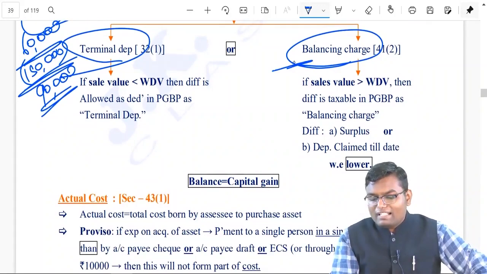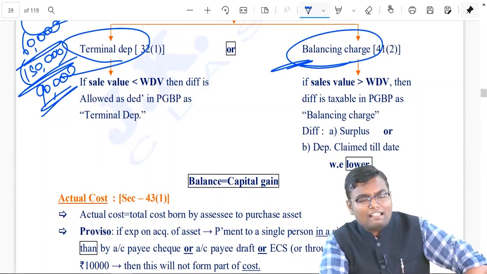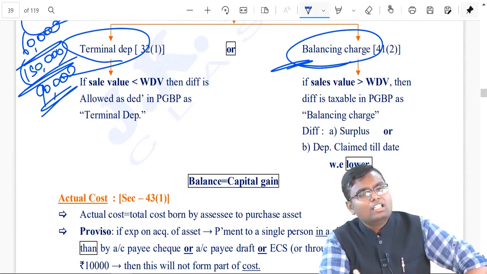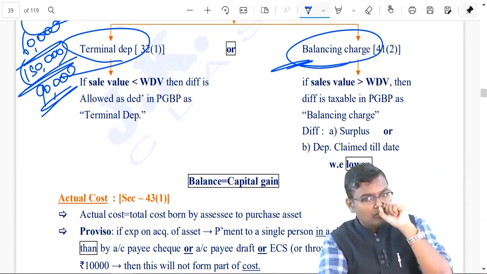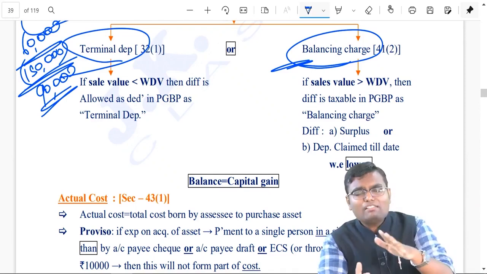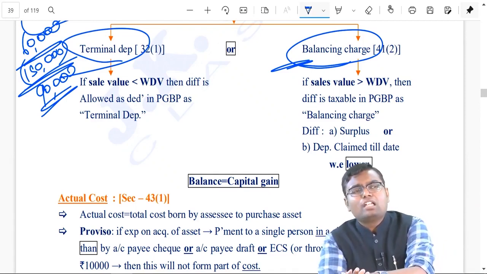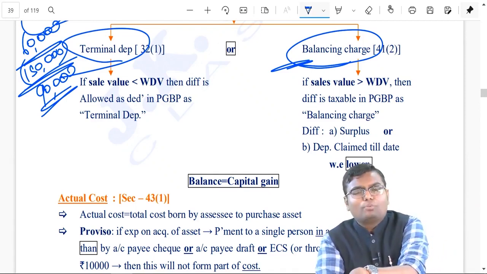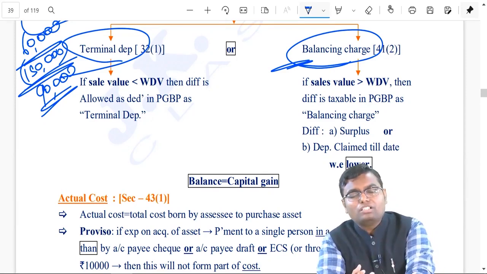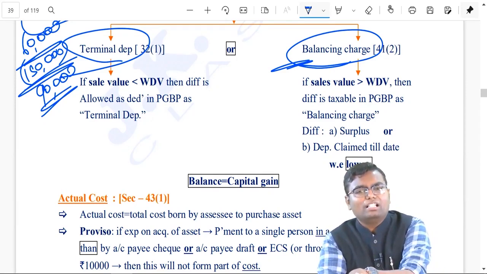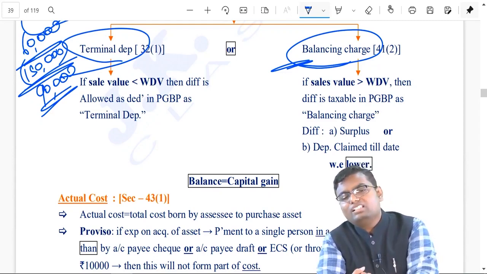This is called the balancing charge concept. This concept is applicable only if you are an electricity company and you are following SLM method. If you are following WDV method, then it will never be taxable in PGBP. It will be taxable under capital gain. So here, what is balancing charge? Section 41(2): if your sale value is more than the opening value of the asset, if you are following SLM method, from the gain amount, up to the amount of depreciation claimed earlier will be taxable in PGBP, balance capital gain.